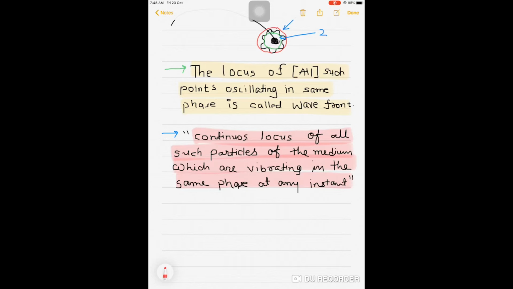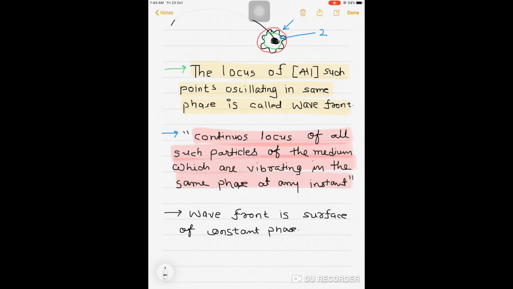Thus, a wavefront is a surface of constant phase. So here we can say that this is the characteristic of a wavefront: a surface of constant phase. The speed with which the wavefront moves outward from the source is called phase speed.